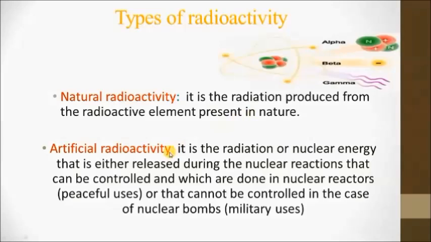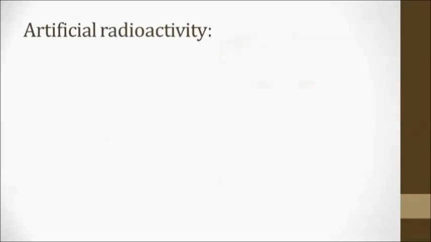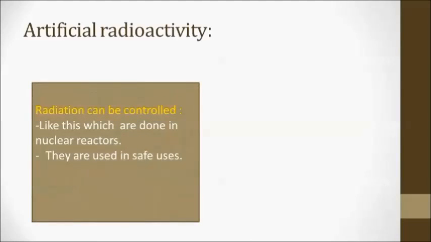But artificial radioactivity is the radiation or nuclear energy that's either released during nuclear reactions that can be controlled and which are done in nuclear reactors for peaceful uses, or that cannot be controlled, as in the case of nuclear bombs, such as military uses. So we can see that artificial radioactivity has two types. The first one, radiation can be controlled, for example, like this, which are done in nuclear reactors, or they are used in safe uses.